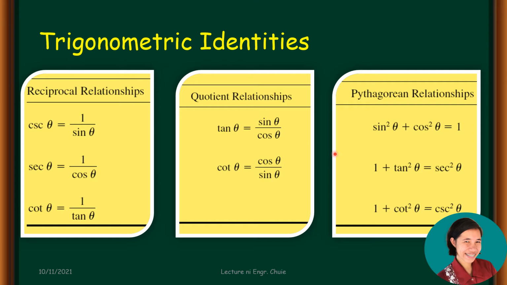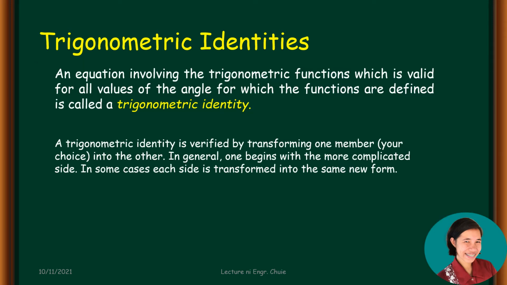Now there are some examples on how we are going to prove some trigonometric functions. Before we start with the proving, let's first discuss trigonometric identities. An identity is an equation involving trigonometric functions which is valid for all values of the angle for which the functions are defined. This means one function is equivalent to another trigonometric function.